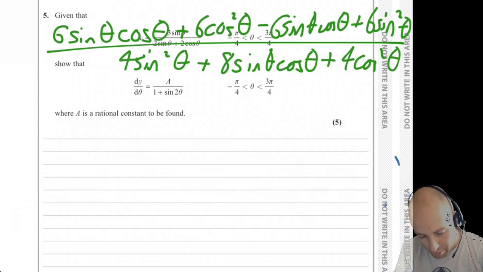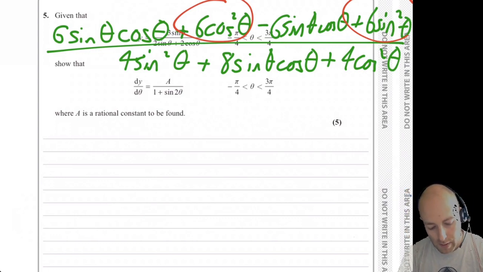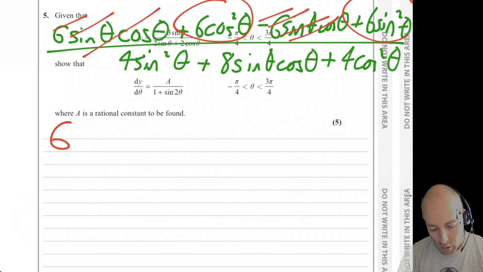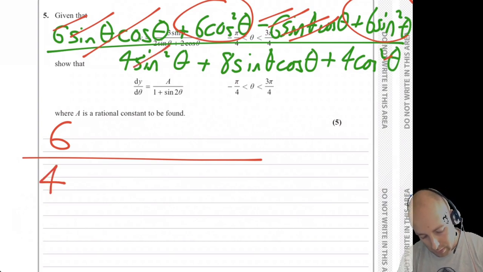Now we're going to simplify it. So we got 6 cos plus 6 sine. Well, sine squared plus cos squared is 1, so 6 of them is going to equal 6 on the top. That bit there is going to cancel with that bit there, so we've just got 6 on the top of our equation. On the bottom, we've got 4 of that plus 4 of that, which is just going to be a 4 plus 8 sine theta cos theta.